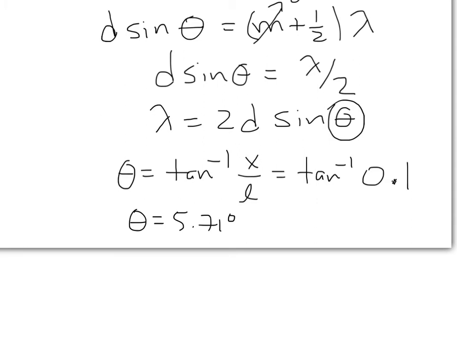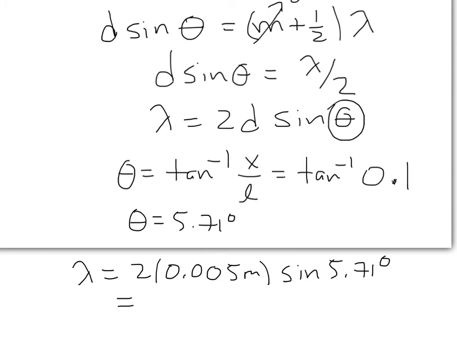Using that with the formula that we just derived, we have the wavelength is 2 times 0.005 meters times the sine of 5.71 degrees, which equals 9.95 times 10 to the minus 4 meters, otherwise known as 1 millimeter to 2 sig figs.